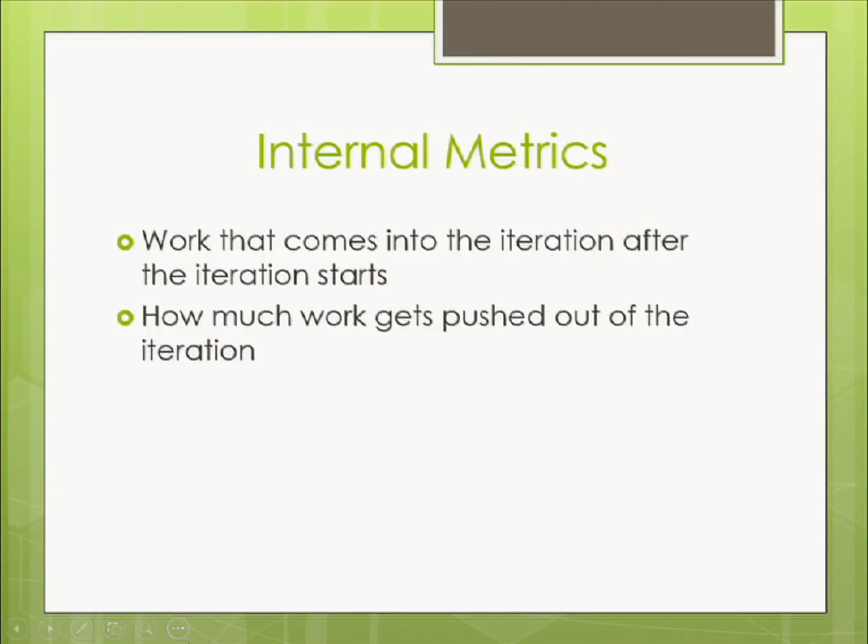How much work gets pushed out of the iteration? If you do the thing I just said, where you allow time for the unexpected, you probably aren't going to have very much pushed out of the iteration. If you see that things are always getting pushed out of the iteration, then that means that your planned capacity is too high and you need to adjust it. Number of hours people are working over 40 hours. So if people are having to work lots of hours to meet the iteration commitment.